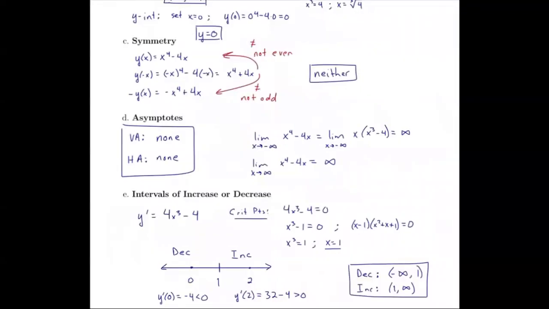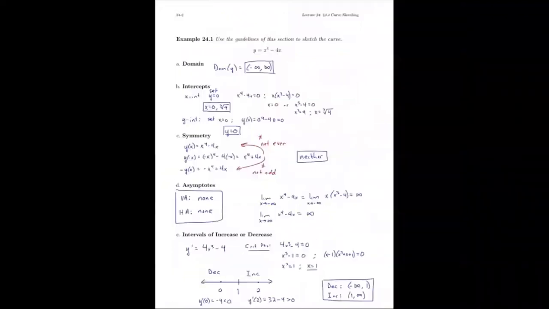So let's see. To write down our intervals of decrease, remember we're decreasing everywhere to the left of +1, that critical point, and we're increasing everywhere to the right. So there we have it.